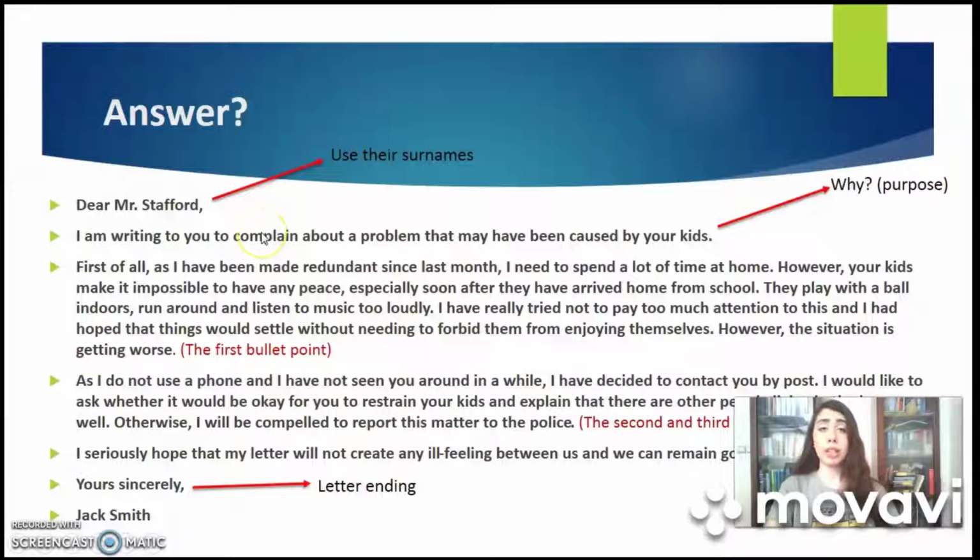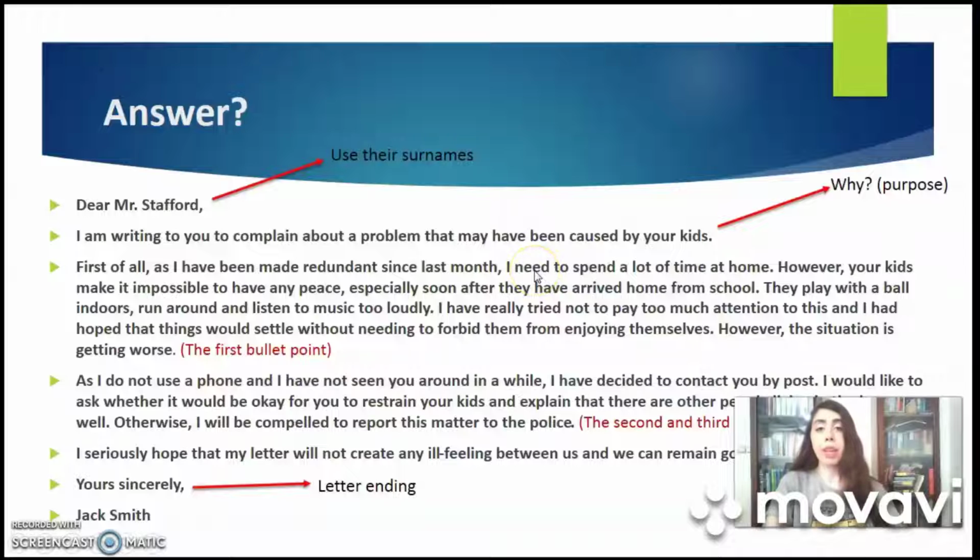You start your letter not with dear sir or madam, because in this case you know the name of the person, but you need to use the person's last name, not the first name at all. So we say dear Mr. Stafford, dear Mr. Smith, or something like that. And then you have the purpose of your letter. Why are you writing this letter?